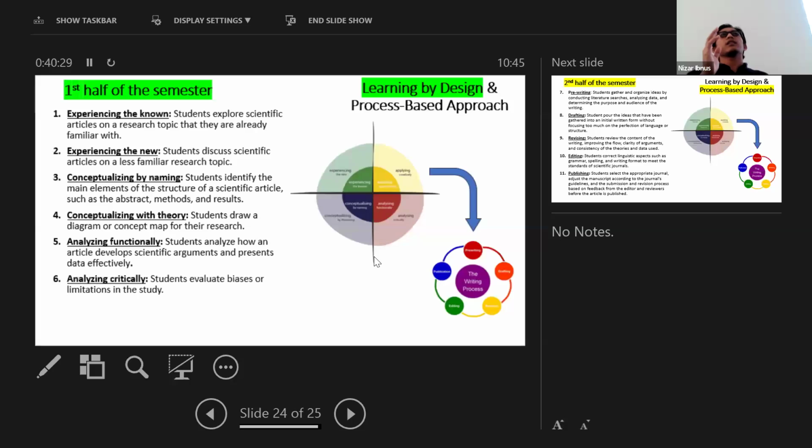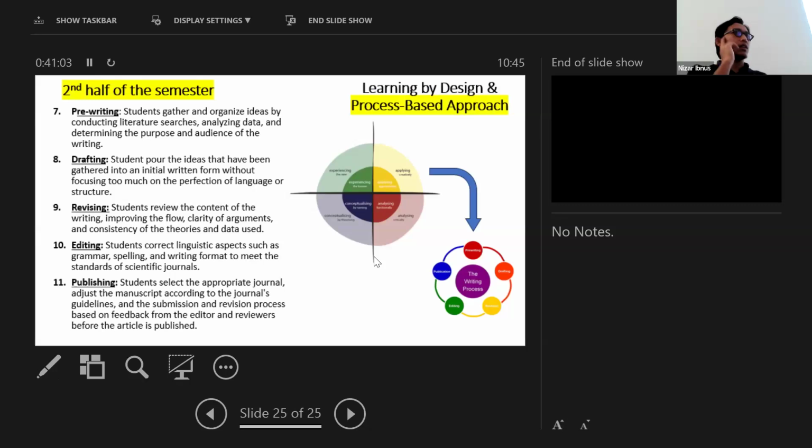So we separate the semester into two halves. In the first half of the semester, we focus on experiencing, conceptualizing, and analyzing. So in the first half of the semester, we are going to ask students to deconstruct scientific papers in various kinds of activities. Yeah, those are the experiences. Those are the activities, from experiencing the known until analyzing critically.